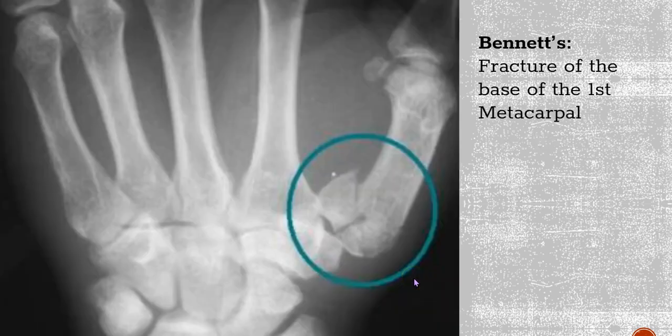Next, a Bennett's. Bennett's is a fracture of the base of the first metacarpal. And again, I like to think of this as the base of the thumb. This is our first digit. So here is your Bennett's fracture right here. Okay, so be able to distinguish between Barton's, which is the radius, and Bennett's, which is the first metacarpal.